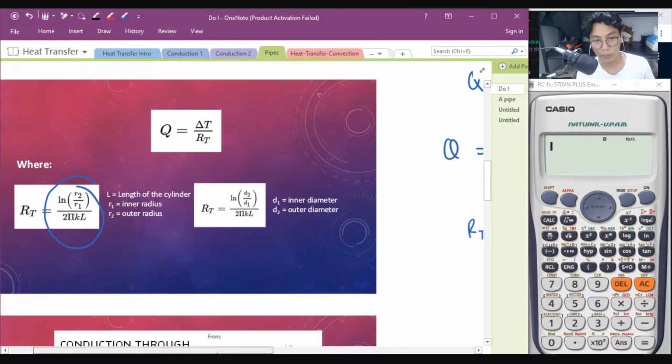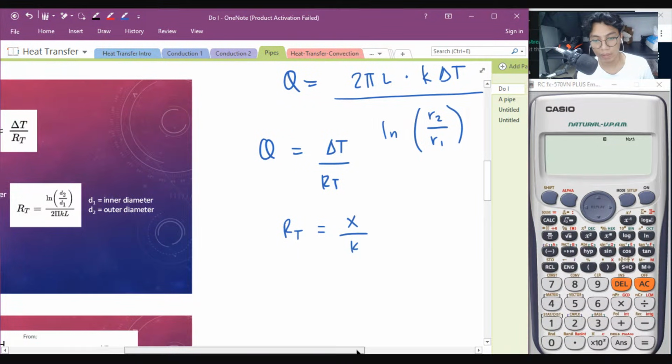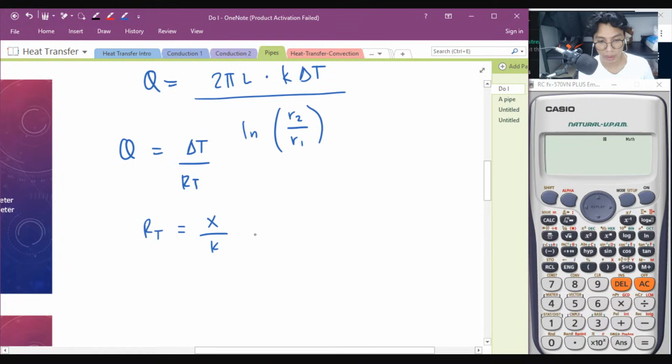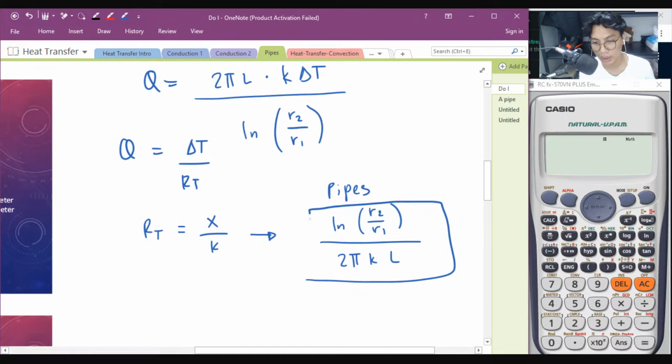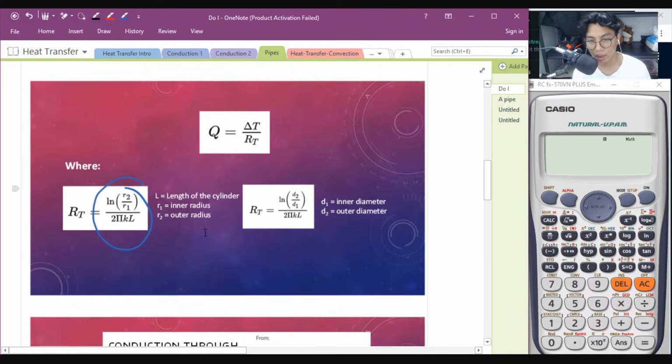Where RT now will become the natural logarithm of these two. Okay? And K will be simply yung kasama niya, itong 2 pi KL. So, ito, translated now, kapag pipes, this will now become ln of R2 over R1 over 2 pi KL. This is the total resistance when you are talking about pipes. Okay? Ganun lang po yun sa pipes.